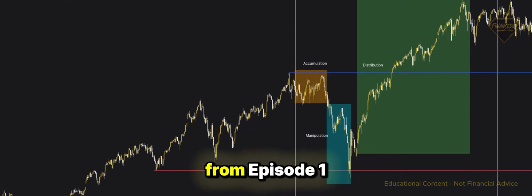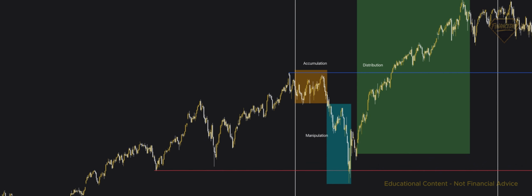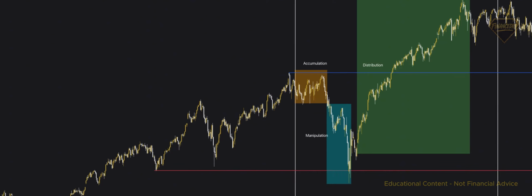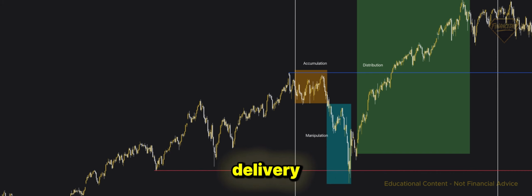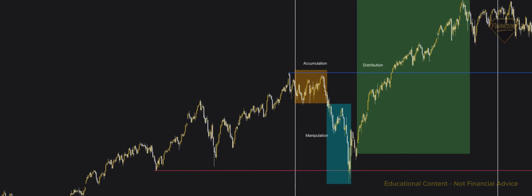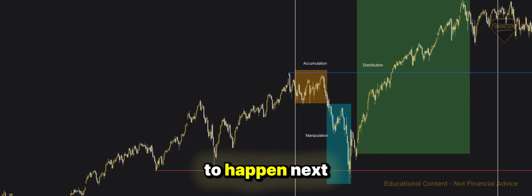So the idea from episode 1 hasn't changed. We're still looking at price delivery. The difference is that AMD now gives us a framework to describe the possible function of different parts of that delivery. And notice the word I'm using, possible, not guaranteed. We're not saying, oh, I see accumulation, therefore manipulation has to happen next.